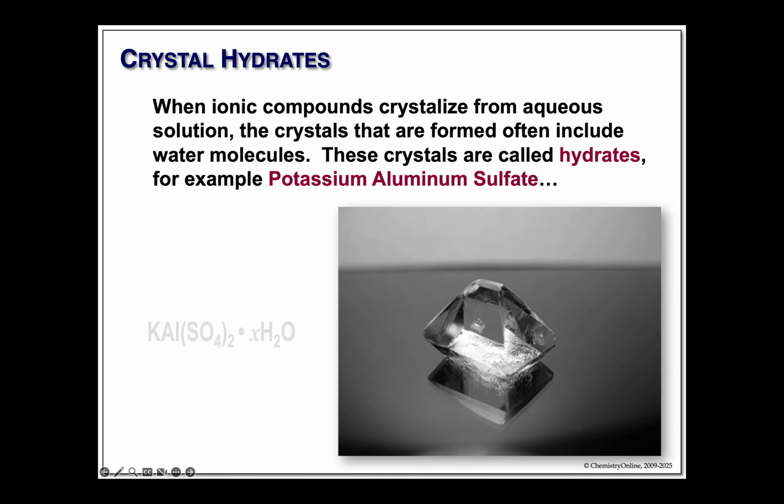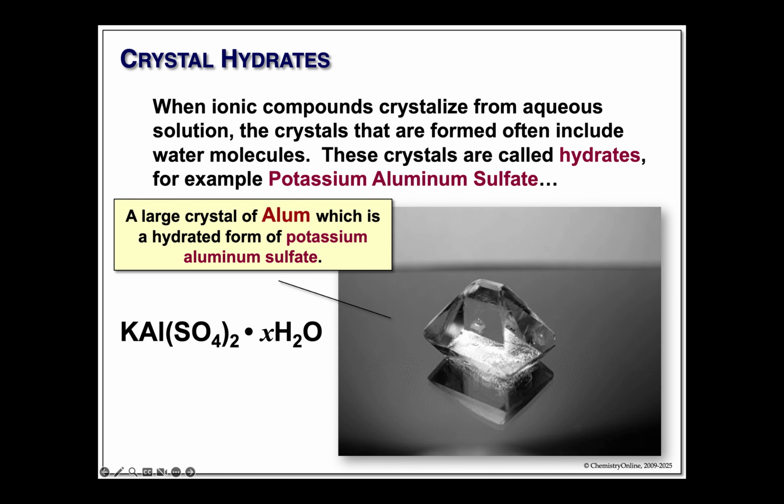When you crystallize an ionic compound from water, sometimes you can include waters of hydration. This is a crystal of alum. That's potassium aluminum sulfate. And this one, I believe, has 12 waters incorporated per unit.